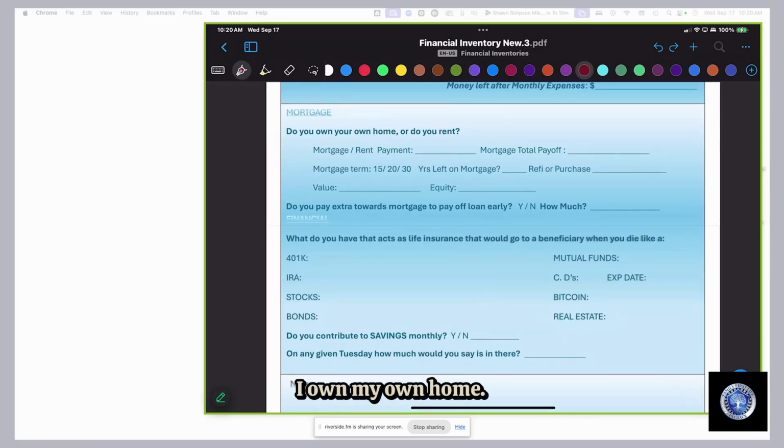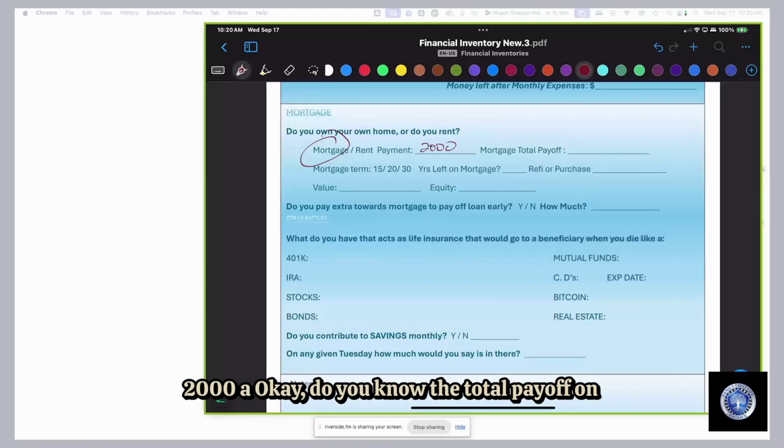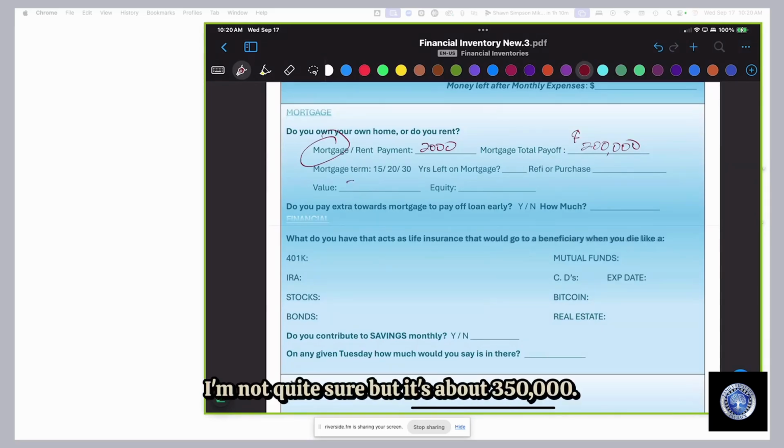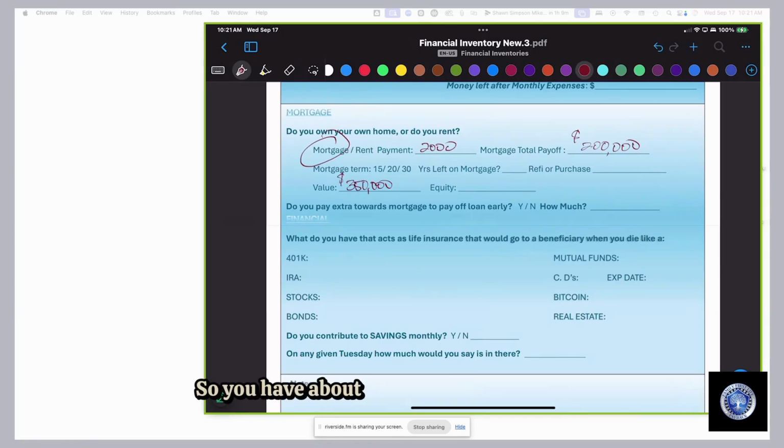I own my own home. Perfect. How much do you pay for your mortgage? 2000 a month. Okay. Do you know the total payoff on that? Yeah, it's somewhere around 200,000. Okay, cool. And then do you know the value of the property? I'm not quite sure, but it's about 350,000. So you have about 150,000 of equity there.